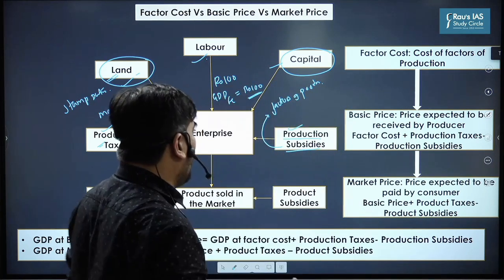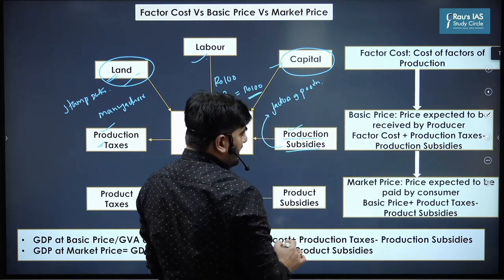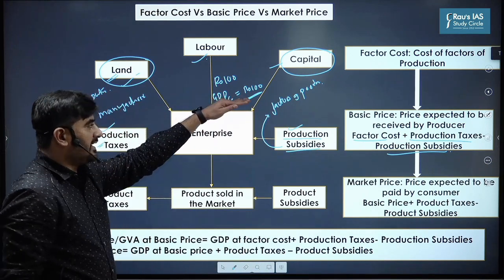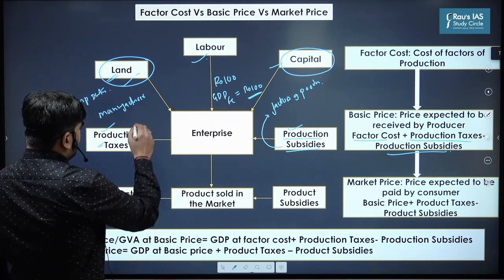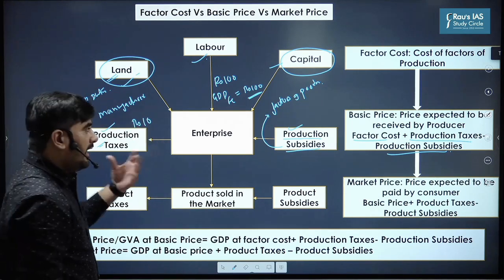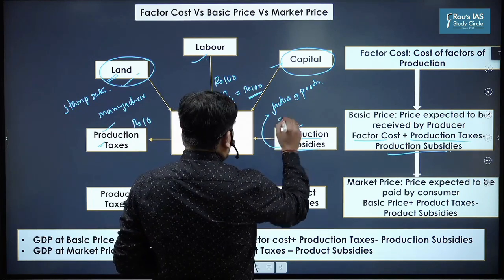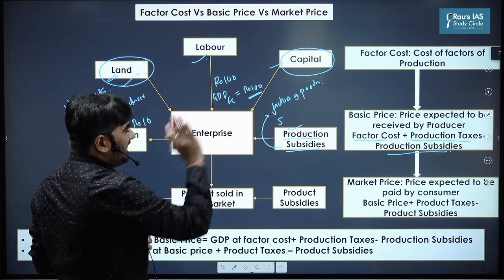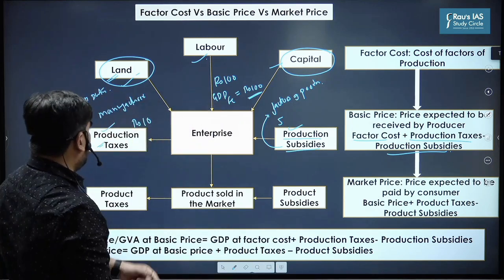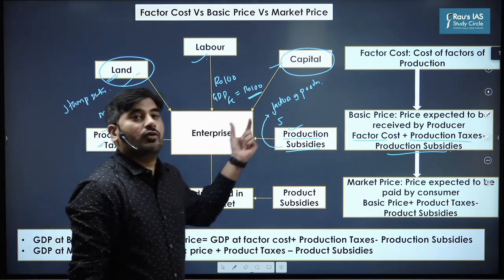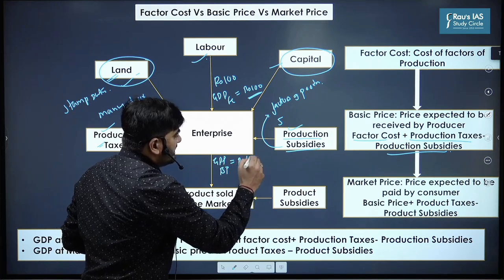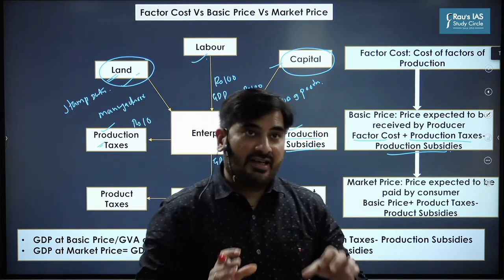Basic price is calculated as GDP at factor cost plus production taxes minus production subsidies. For example, let's say this is my GDP at factor cost, okay? And my production taxes is ₹10. I'm paying 10 rupees in the form of production taxes such as stamp duty and so on. And I am receiving, say, 5 rupees in the form of production subsidies, such as subsidized land, capital, etc. So what will be my basic price here? Basic price will be 100 plus 10, 110 minus 5. So this GDP at basic price will be equal to 105. Are we clear on this?